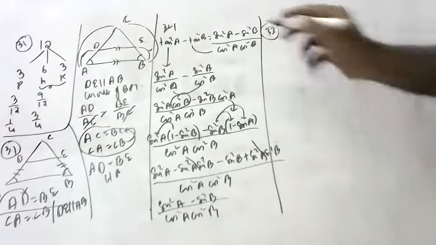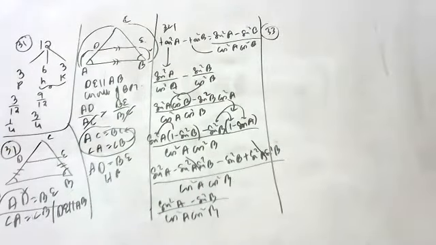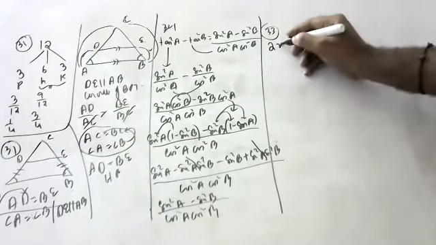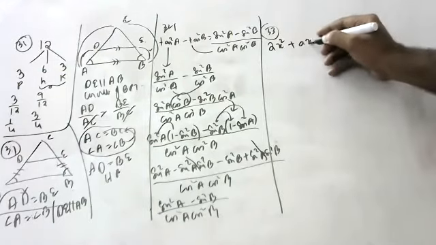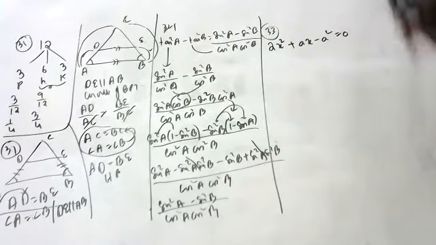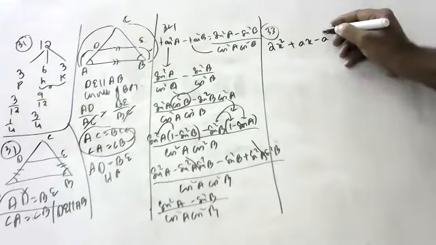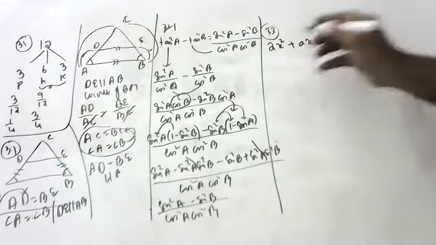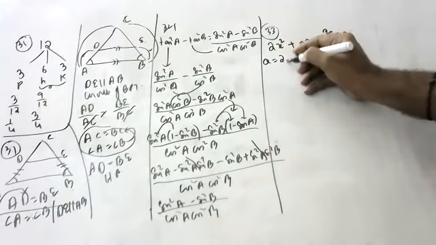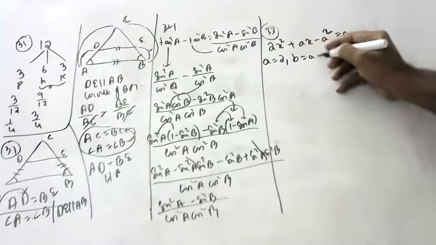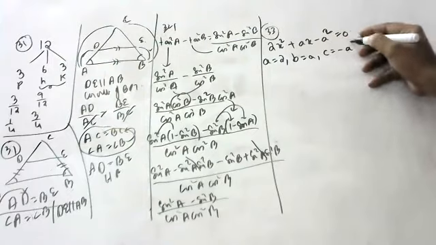We should go to the next, 33rd question. Children, solve the quadratic equation for x using the quadratic formula: 2x square plus ax minus a square is equal to 0. Use the quadratic formula, he said, children. So this is the question. Here a is what, children? 2. b is what? a. c is minus a square.